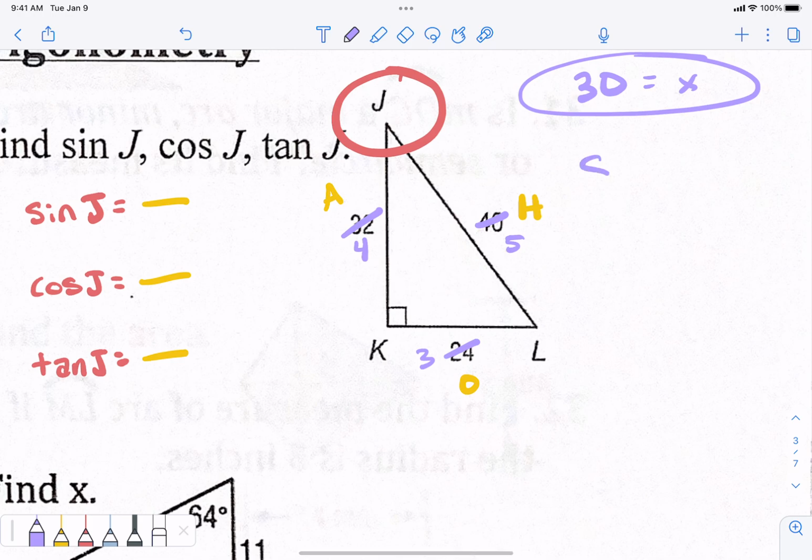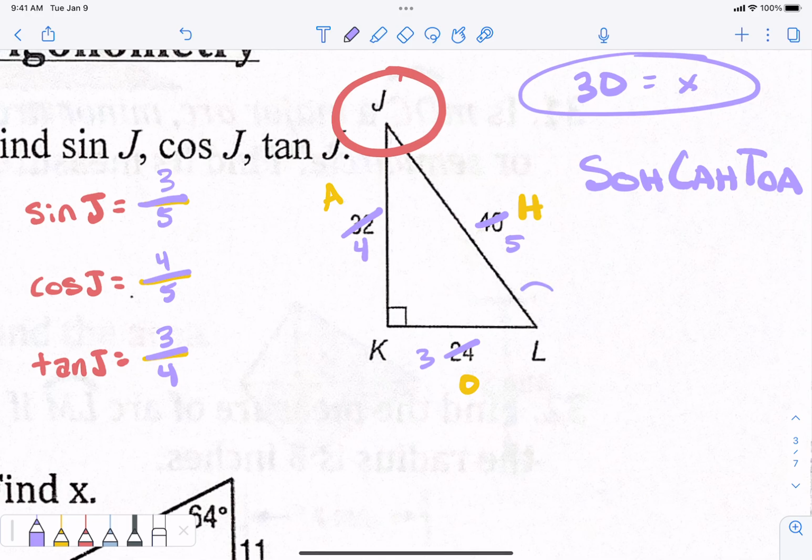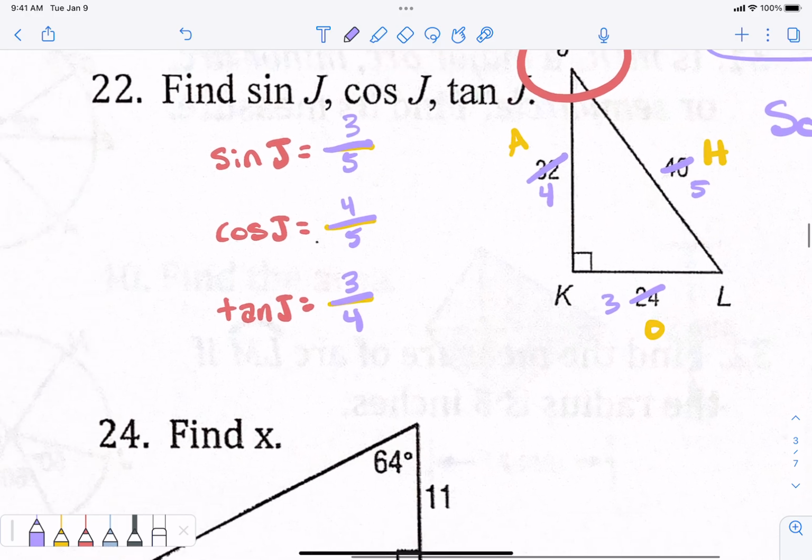So sine, write in SOH CAH TOA. If you need to, put that somewhere. Put that at the top of the paper so that you can remember it. But sine is opposite over hypotenuse, so 3 over 5. Cosine is adjacent over hypotenuse, so it's going to be 4 over 5. And tangent is opposite over adjacent, so 3 over 4. And that's all you have to do for those, is just give me those fractions. But make sure that you're looking at the right angle. Don't accidentally circle angle L, okay?